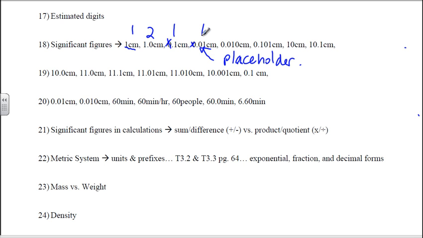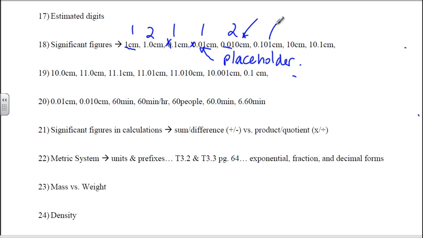The 0.010, again, this first 0, you don't need it. The second 0, that's a placeholder. This 0, I just covered up my decimal there, but this 0 that I'm pointing at is after a non-zero, and somewhere it's after a decimal. So this 0 at the end is going to count. So that's 2 significant figures.